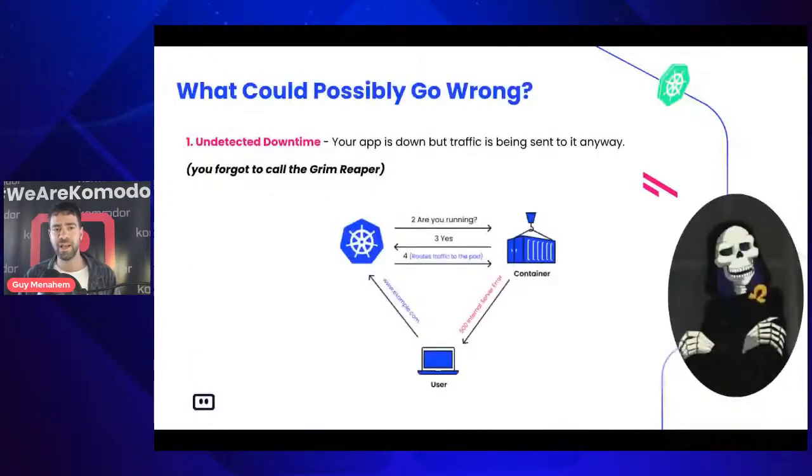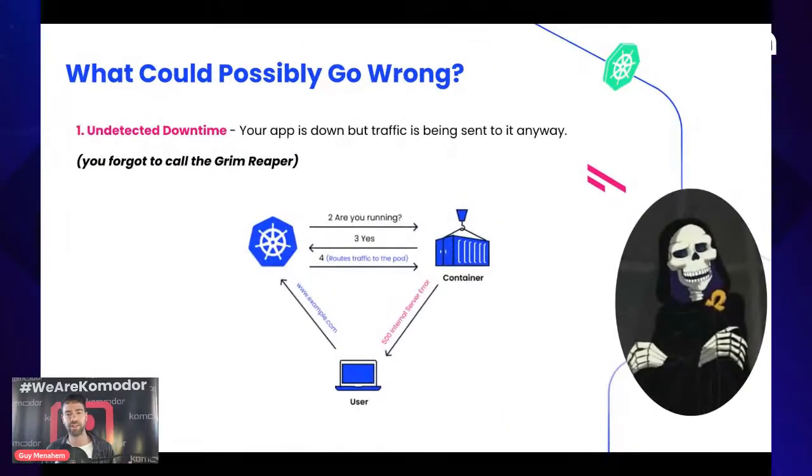And when we are talking about what can go wrong, we divided it into three buckets, three sections, for when something is wrong and how to act in that case. The first thing is undetected downtime. Your application is running, everything seems ready, Kubernetes routes traffic to it, but actually the container and the pod are down, returning errors all of the time.